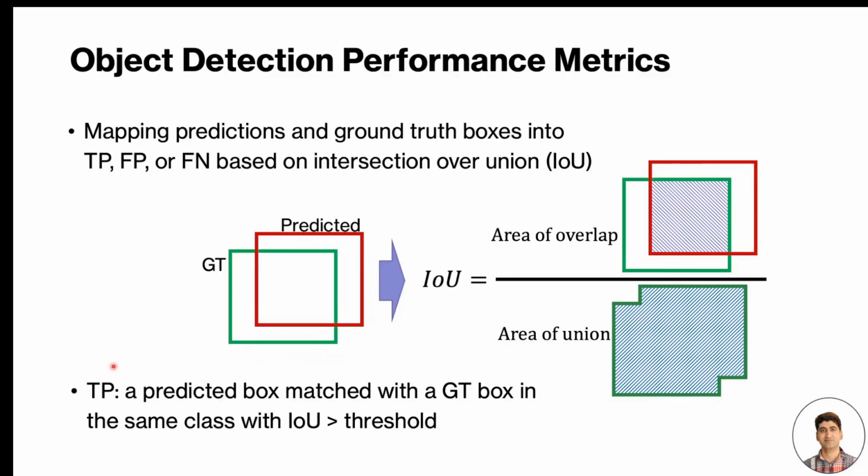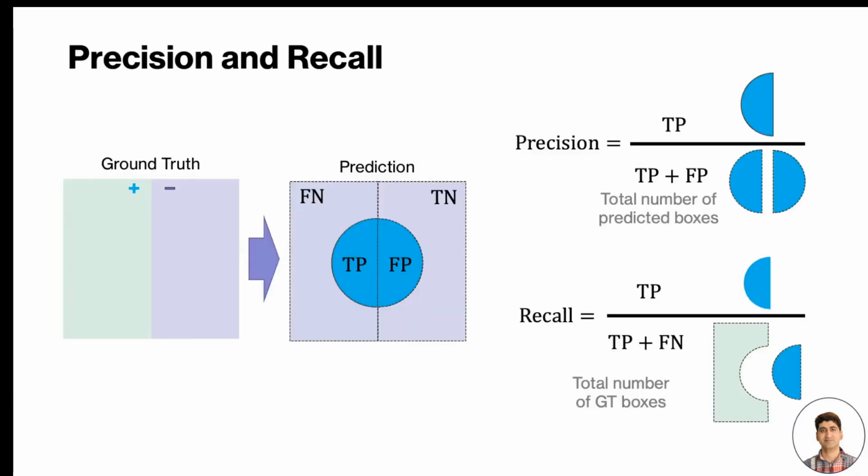A true positive is a predicted box that is matched with a ground truth box in the same class, that is not assigned to any other prediction, and that has an IOU greater than some predefined threshold. After assigning predictions and ground truth to TP, FP, and FN, we can compute precision and recall as shown here. Precision, similar to before, is true positive divided by true positive plus false positive, so that is the total number of predicted boxes. And recall is true positive divided by true positive plus false negative, so that is the total number of ground truth boxes.